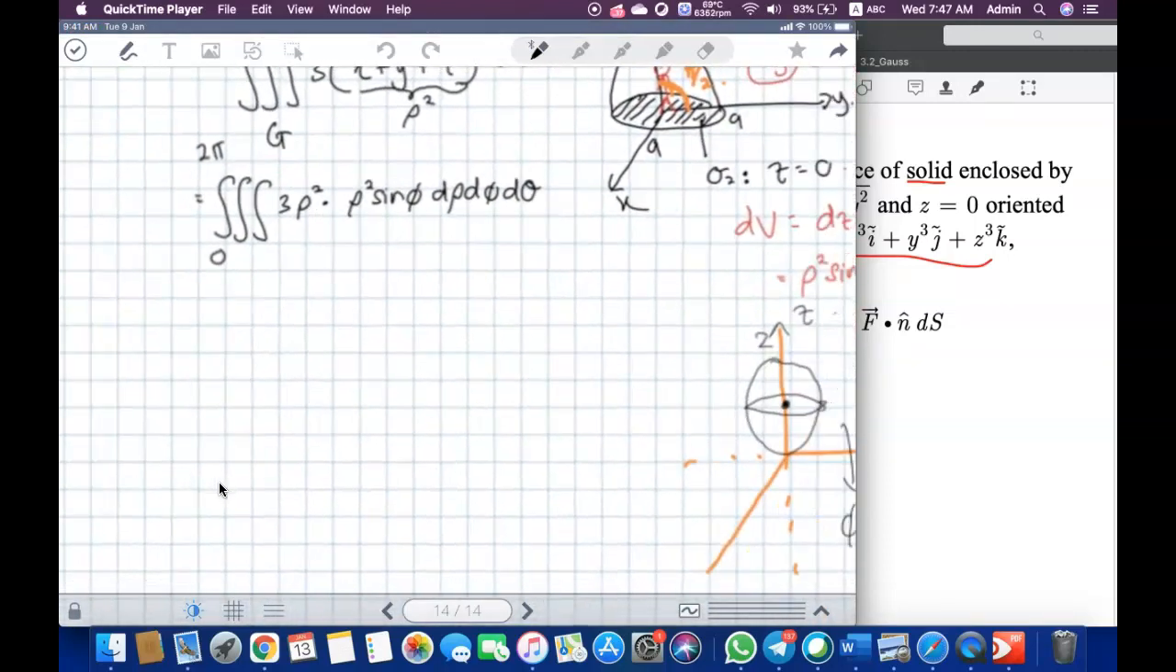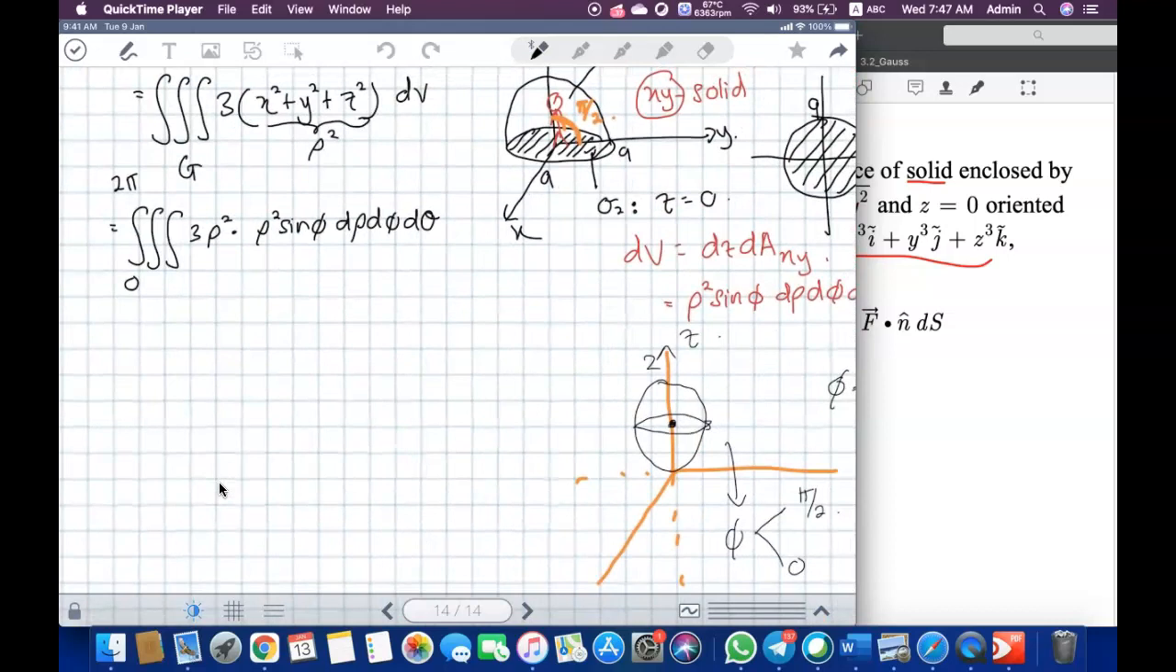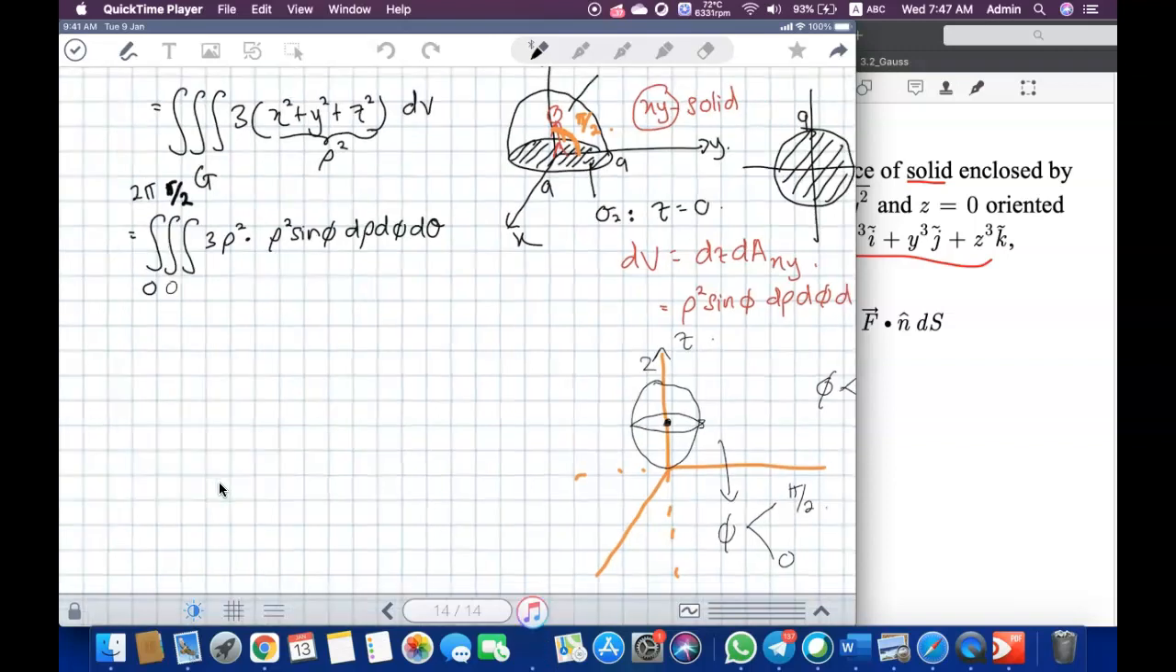Okay, so now we go back to this one. Because you have a hemisphere, the phi is 0 to pi over 2, and your rho is a, right? Your rho is a, so 0 to a. So then we have 3 rho to the 4 sine phi d rho d phi d theta.